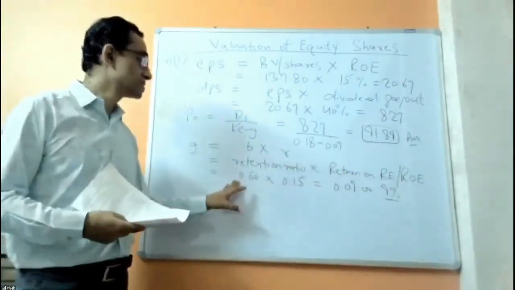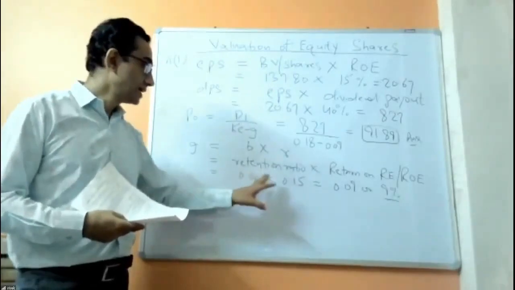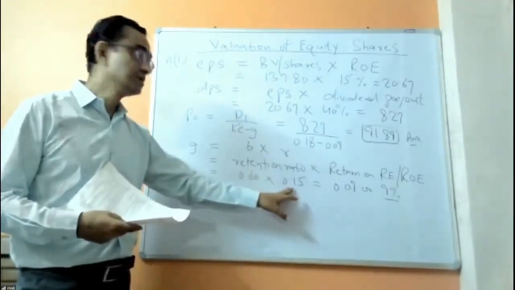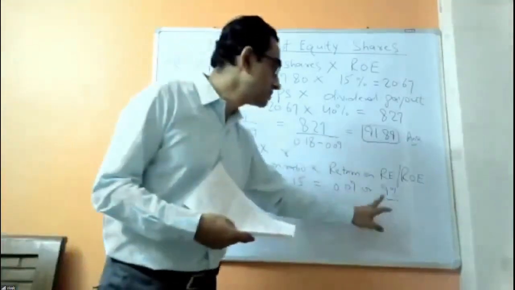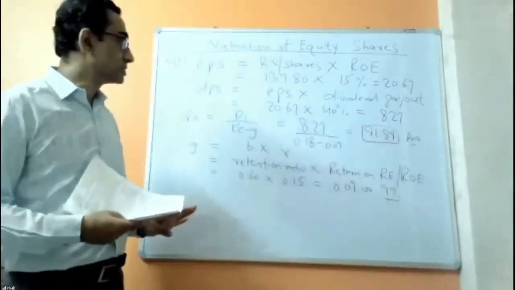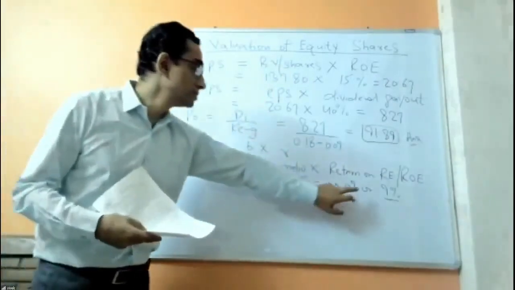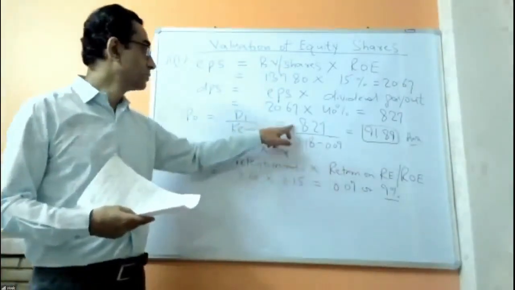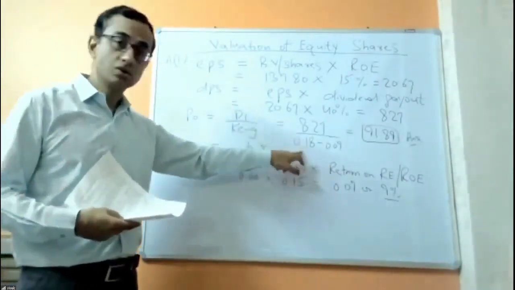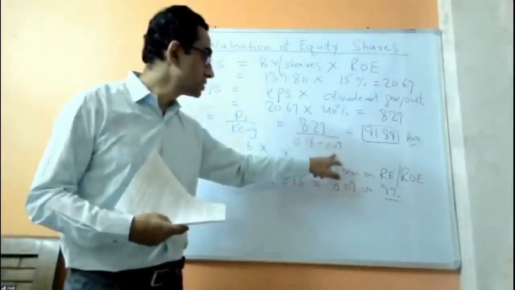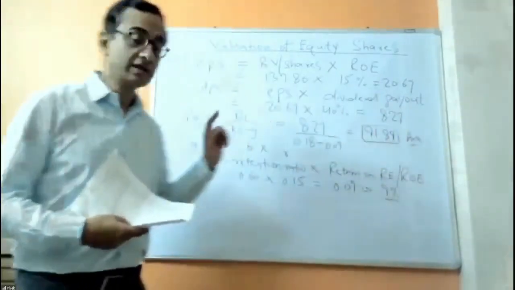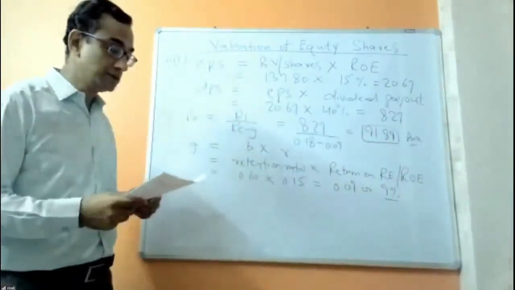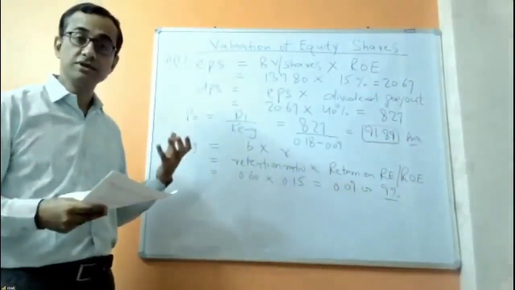This retention ratio 60% is given in the question and this return on equity 15% is also given in the question. We multiply these two figures and then we arrive at the growth rate, which is 9%. Again, put the figures into the formula. 8.27 is the dividend, KE, cost of equity, minus the growth rate, 9%. That is 91.89. This is the present value of the equity, or the price of the share today.